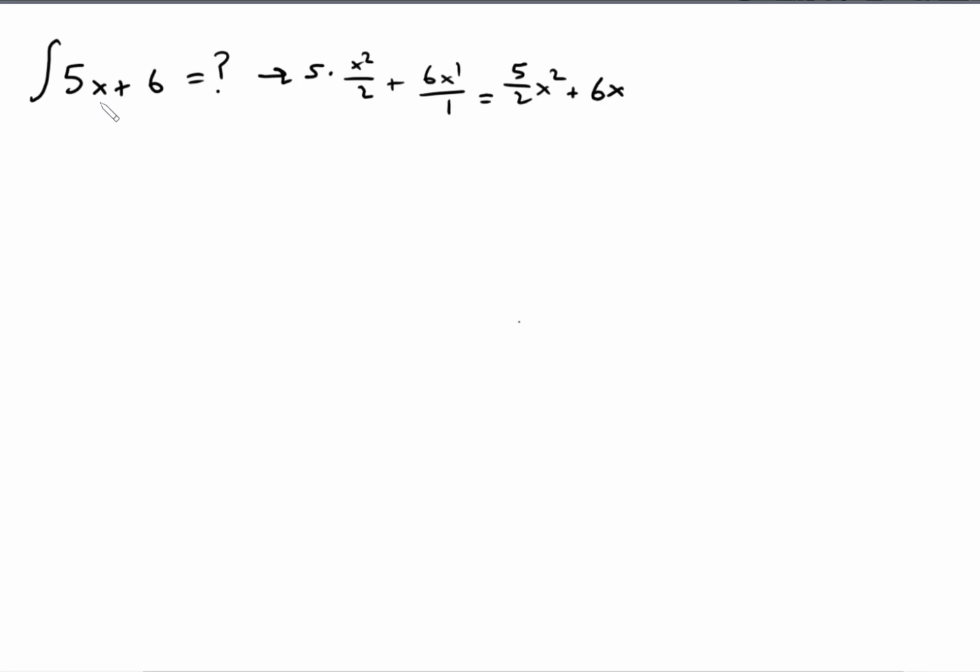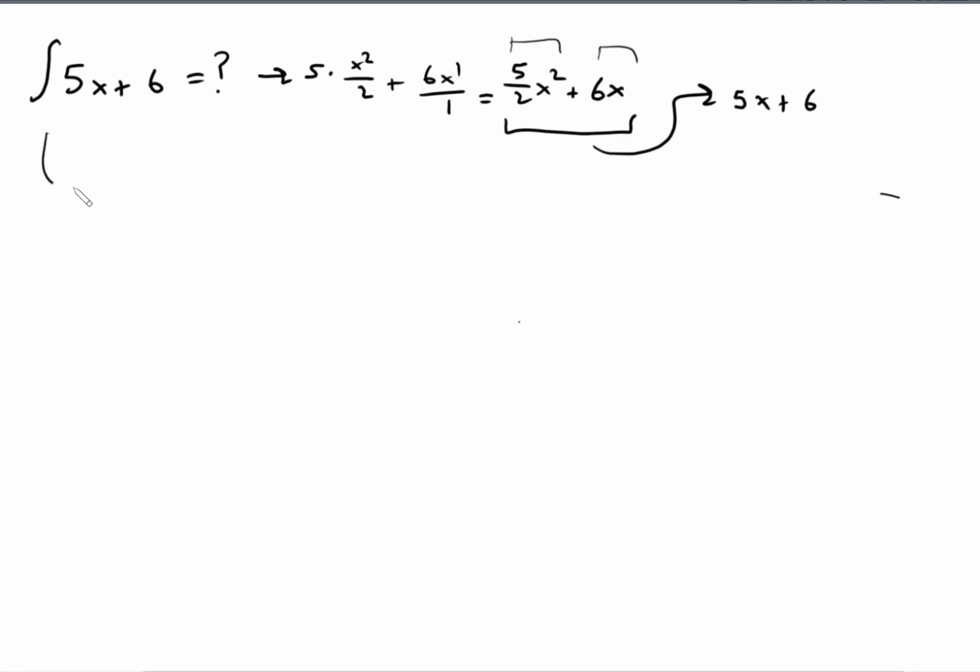Now, maybe for some of you who might have gotten stuck on it, if you take the derivative of this, if you were to use the other power rule, if you were to take the derivative of both these terms and then add them together, you end up getting, well, 5 halves x squared becomes just 5x, plus, and the 6x becomes just 6. So as you can see, the integral of 5x plus 6 gets us 5 halves x squared plus 6x, and the derivative of 5 halves x squared plus 6x gets us back to 5x plus 6.